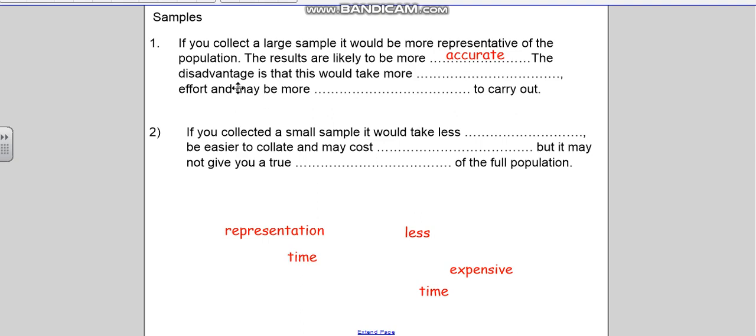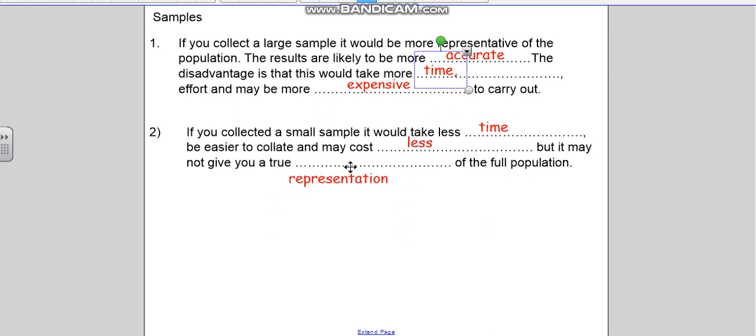Okay. The disadvantage is that this would take more time, effort, so put a comma in there, more time, effort, and maybe more expensive to carry out. Okay. But because it's larger, it will be more like the population, which is what we're interested in. If you collected a small sample, it would take less time, be easier to collate and may cost less, but it may not give you a true representation of the full population.